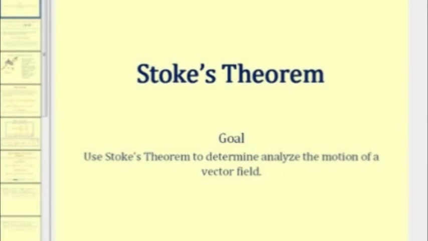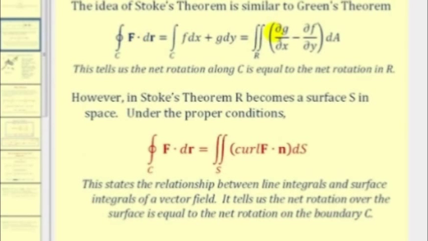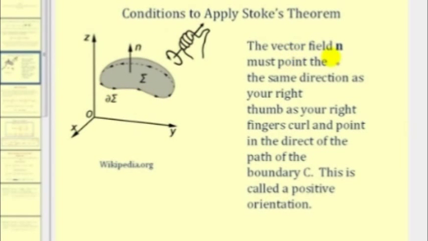Welcome to Stokes' theorem. The idea of Stokes' theorem is similar to Green's theorem. However, in Stokes' theorem, the region R becomes a surface S in space under certain conditions. Condition to apply Stokes' theorem: the normal vector N must point in the same direction as your right thumb as your right fingers curl in the direction of the path of the boundary C. This is called a positive orientation.